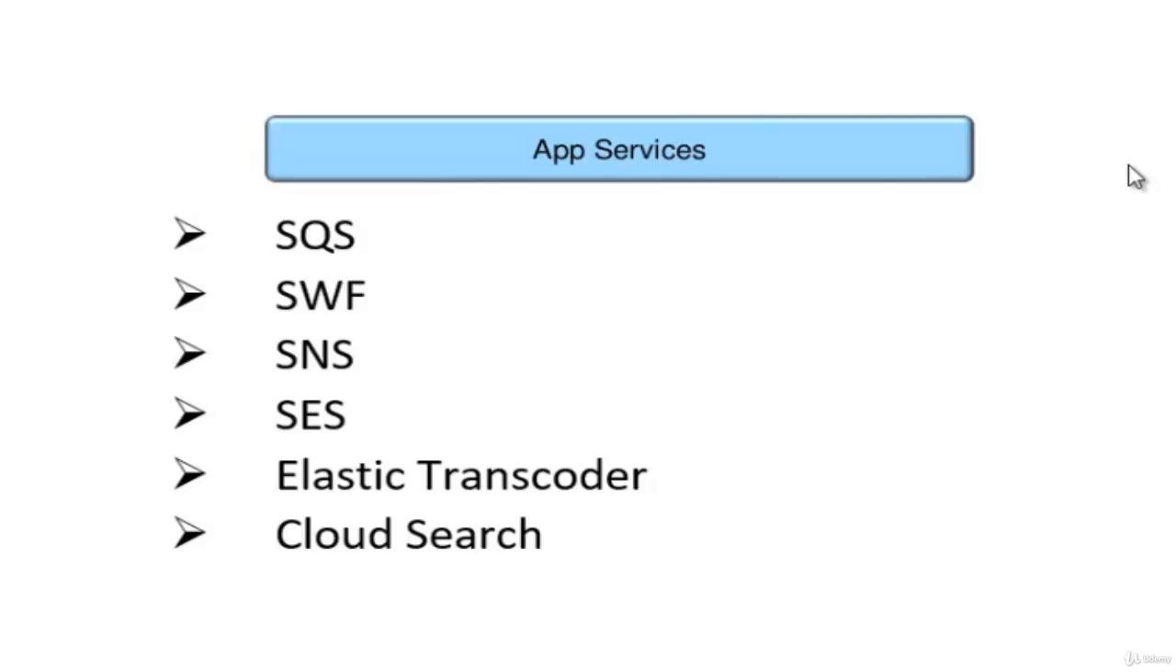Now the next component, SWF. SWF helps developers build, run, and scale background jobs that have parallel or sequential steps. You can think of Amazon SWF as a fully managed state tracker and task coordinator in the cloud. Amazon SWF promotes a separation between the control flow of your background jobs, stepwise logic, and the actual units of work that contains your unique business logic.